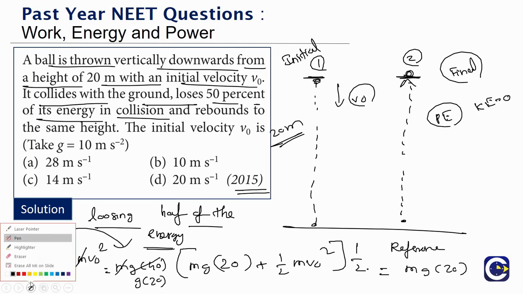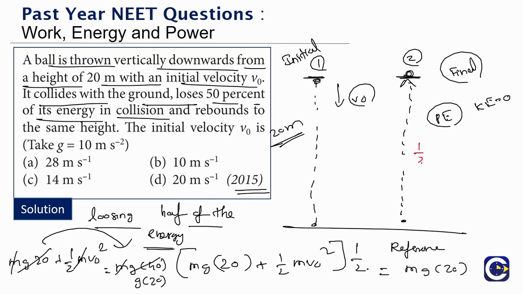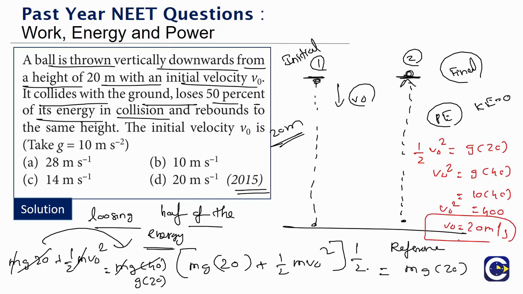What we have is half v0 square equal to g into 20, which means v0 square is equal to g into 40. We'll take g as 10, so 10 into 40 means that is 400. That is v0 square. Means v0 will be equal to the square root of 400. That will be 20. Since everything is in the SI system of units, the v0 value will be in the SI unit, meter per second.